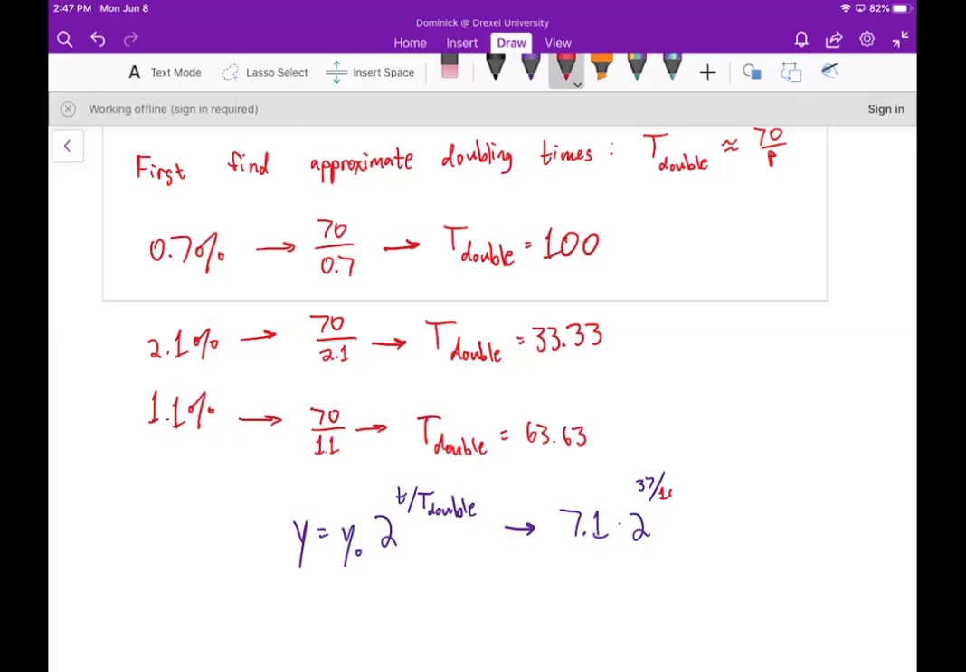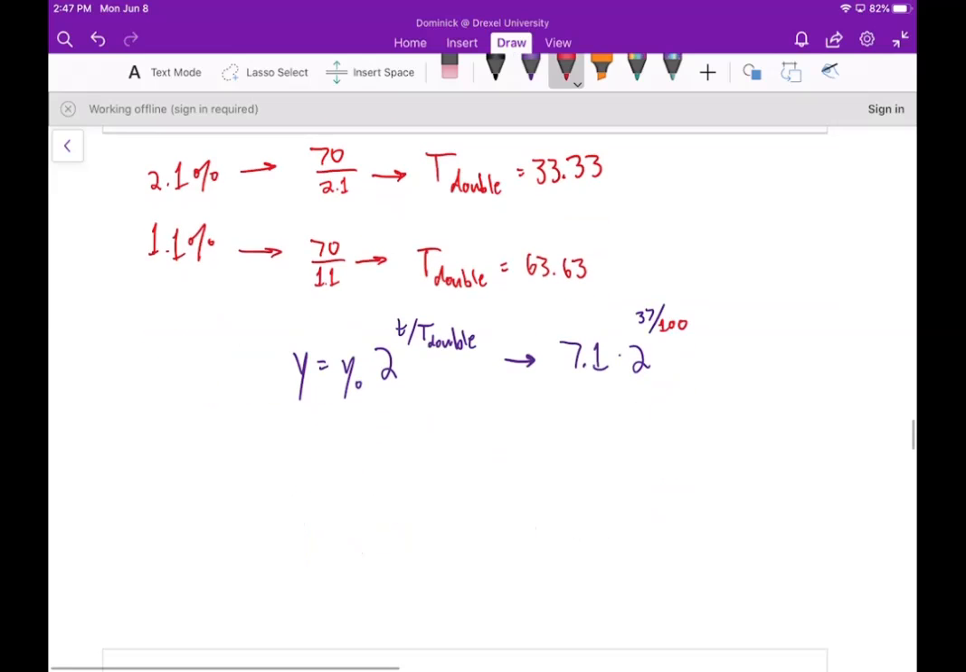So in the first one, we want 100. And then, of course, we'll want to do one where it's 7.1 times 2 to the 37 over 33.33. And then we'll use one that's 7.1 times 2 to the 37 over 63.63. Okay, so now we just have to calculate each of these. So for the first one, if I do 7.1 times 2 to the parentheses 37 divided by 100, we're going to get that this is equal to 9.18 roughly.